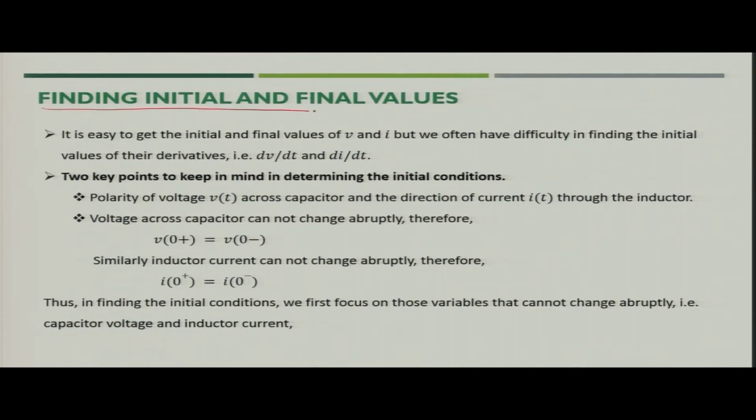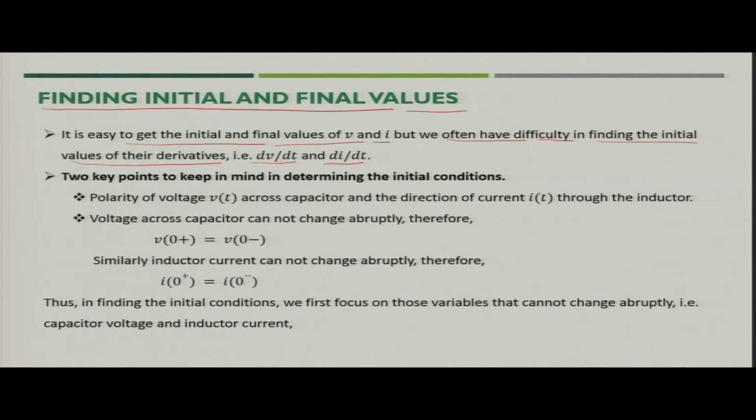Now, the first thing we have to understand is how we will find the initial and final values for these types of circuits. It is easier to find the initial and final values for V and I, because these can be derived just by inspection of the circuit at time t equal to 0 or time t tends to infinity. But it is a little more difficult to find the initial values of their derivatives, that means dV by dt or di by dt.